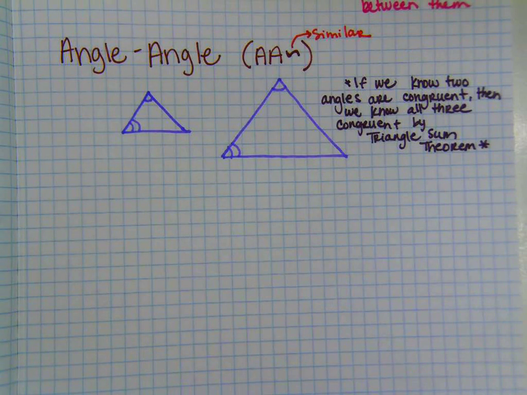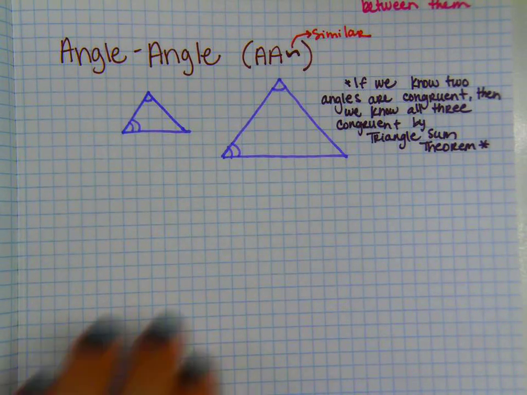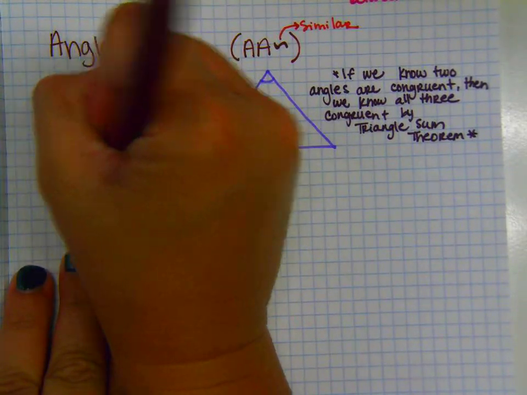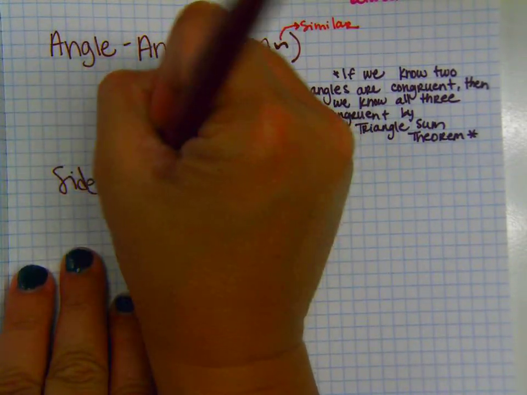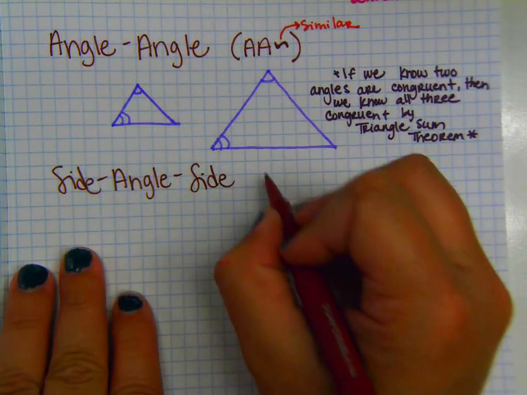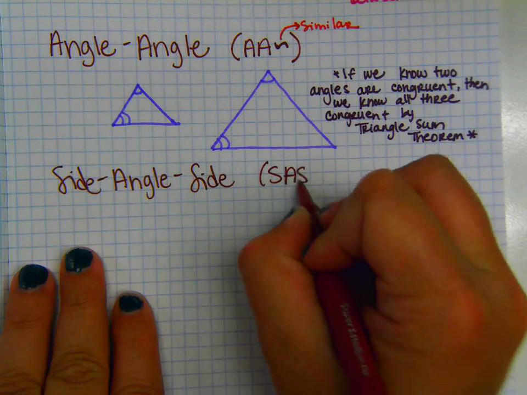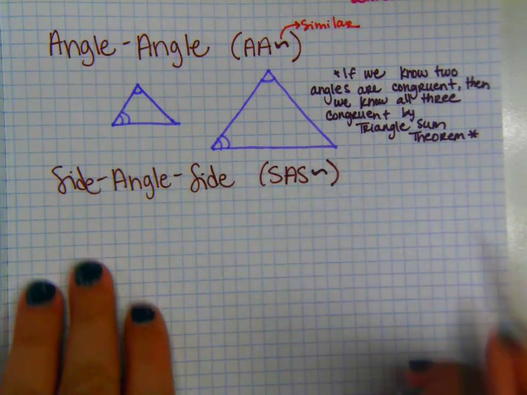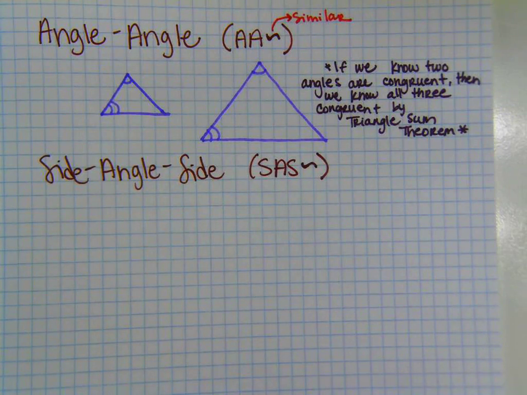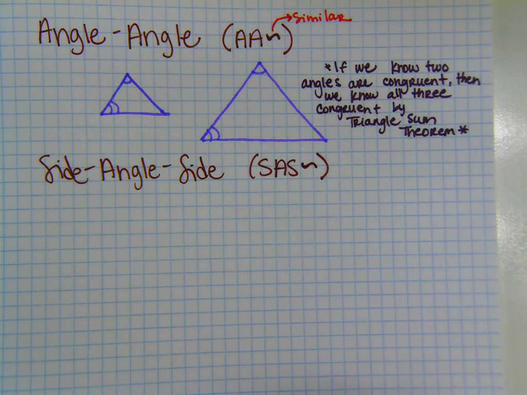The next one is going to be side angle side similarity. And this is written as side angle side similarity. It's really important to make that distinction because these are not necessarily congruent triangles. These are similar triangles. And it could look like this.